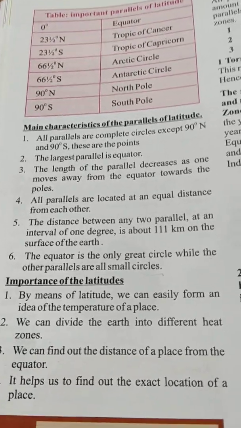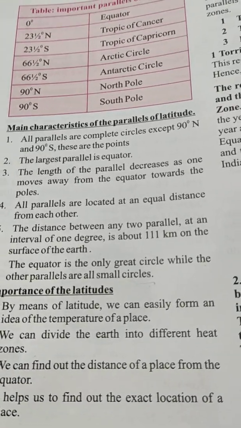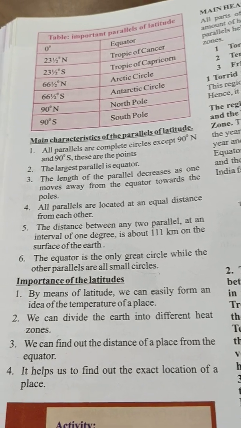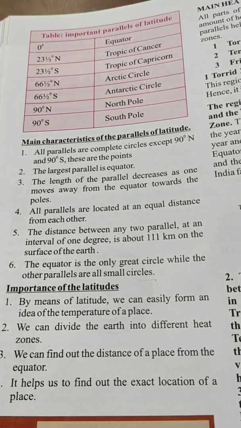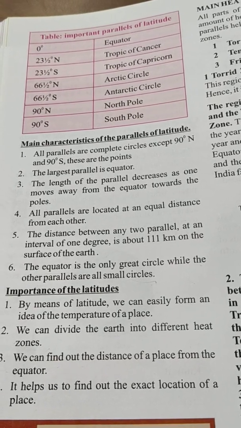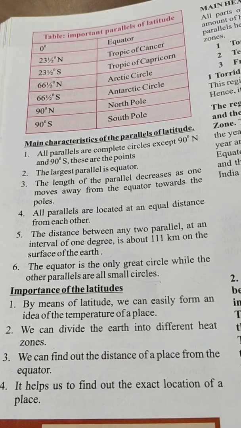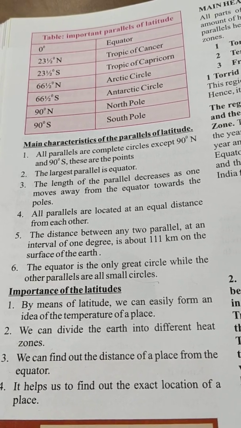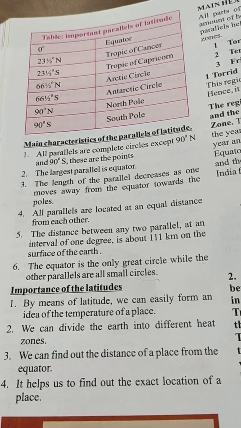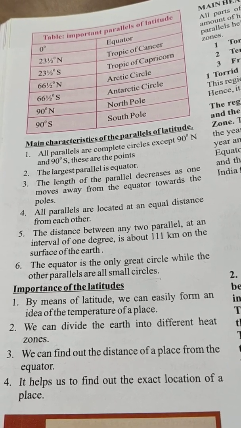Number 5. The distance between any two parallels at an interval of 1 degree is about 111 km on the surface of the earth. Number 6. The equator is the only great circle, while the other parallels are all small circles.